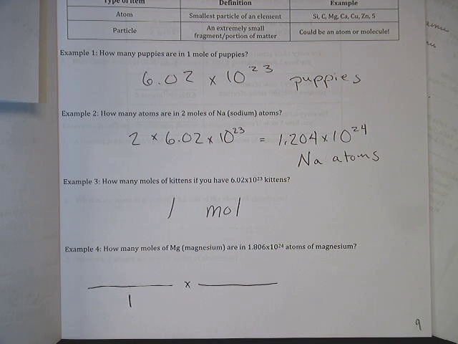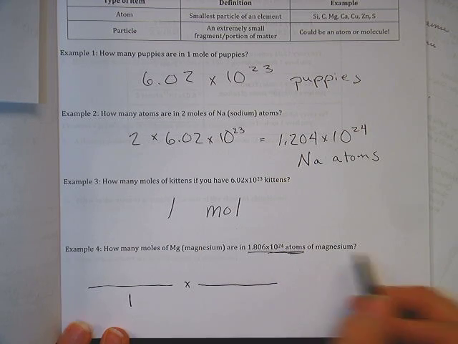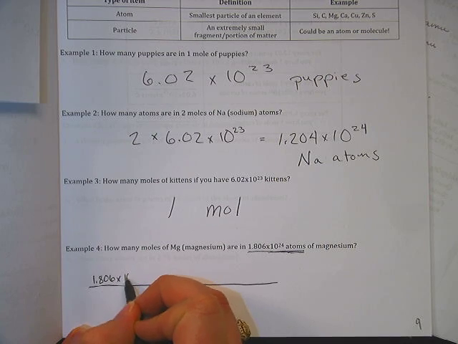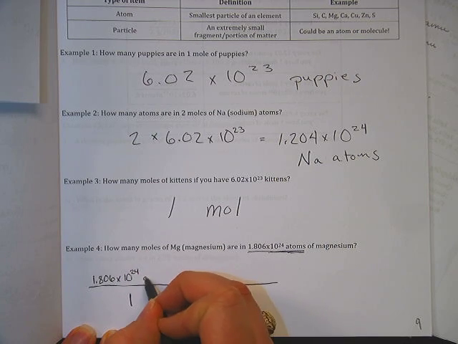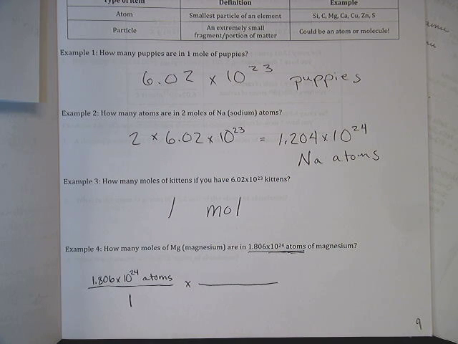Now on top of the first fraction, we're going to take this number that they gave us and the word atoms, and we're going to copy that in. 1.806 times 10 to the 24th atoms. Just copy it straight in, exactly the number they gave us. Do we have to write atoms? Yes.